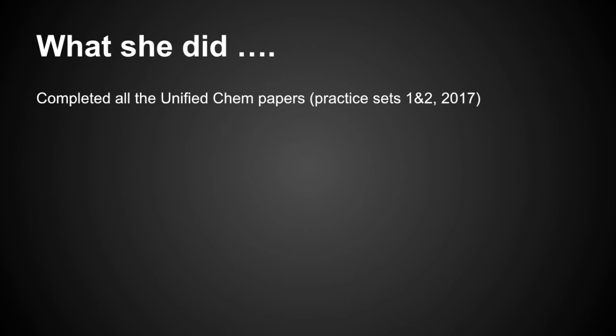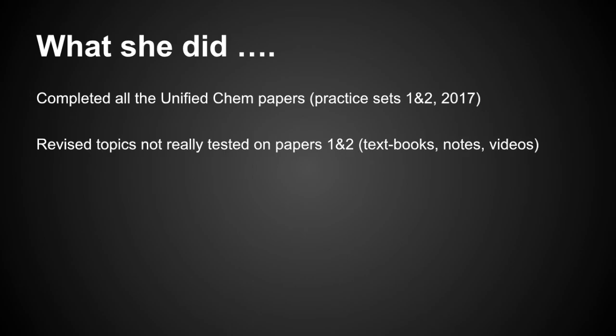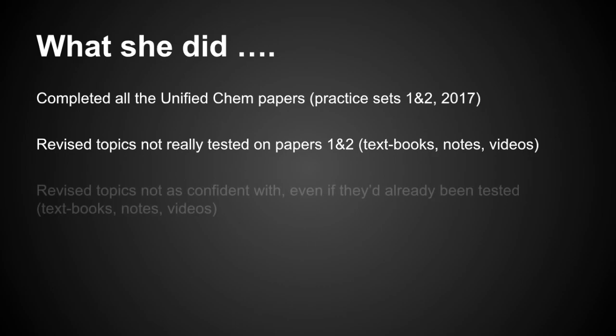First thing she said was she completed all the unified chemistry papers. So when she did her A-level last year, there was only the practice sets 1 and 2 available, whereas you've got the 2017 paper. She then, sort of from my predictions, revised the topics that hadn't really been tested on papers 1 and 2. She used her textbooks, her class notes, and my videos to help with that.